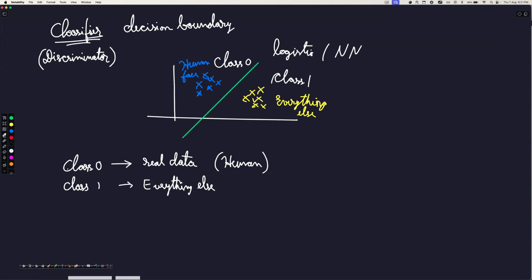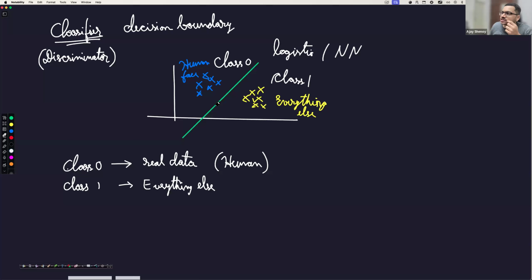Okay. But you said real data, right? Real data means real human faces, right? Real human faces. That's what I mean. There can be fake human faces, but for now, just imagine human faces. Okay, let's assume there are no fake human faces right now. There are just human faces, and I want to mimic them.